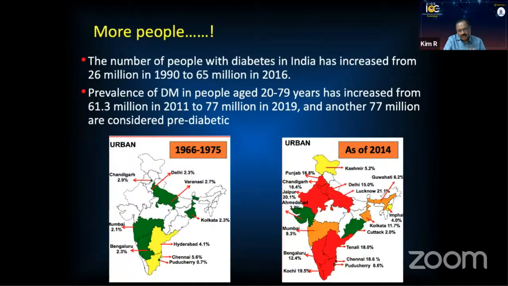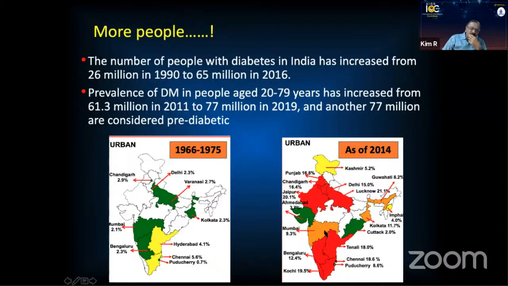Because there's been a lot of focus. People have been talking about diabetes and its importance. The prevalence of diabetes has markedly increased from 26 million in the 1990s to 65 million in 2016. And if you see the recent data, prevalence of diabetes in the age between 20 to 79 has increased from 61.3 million to 77 million in 2017, in almost 7 to 8 years.